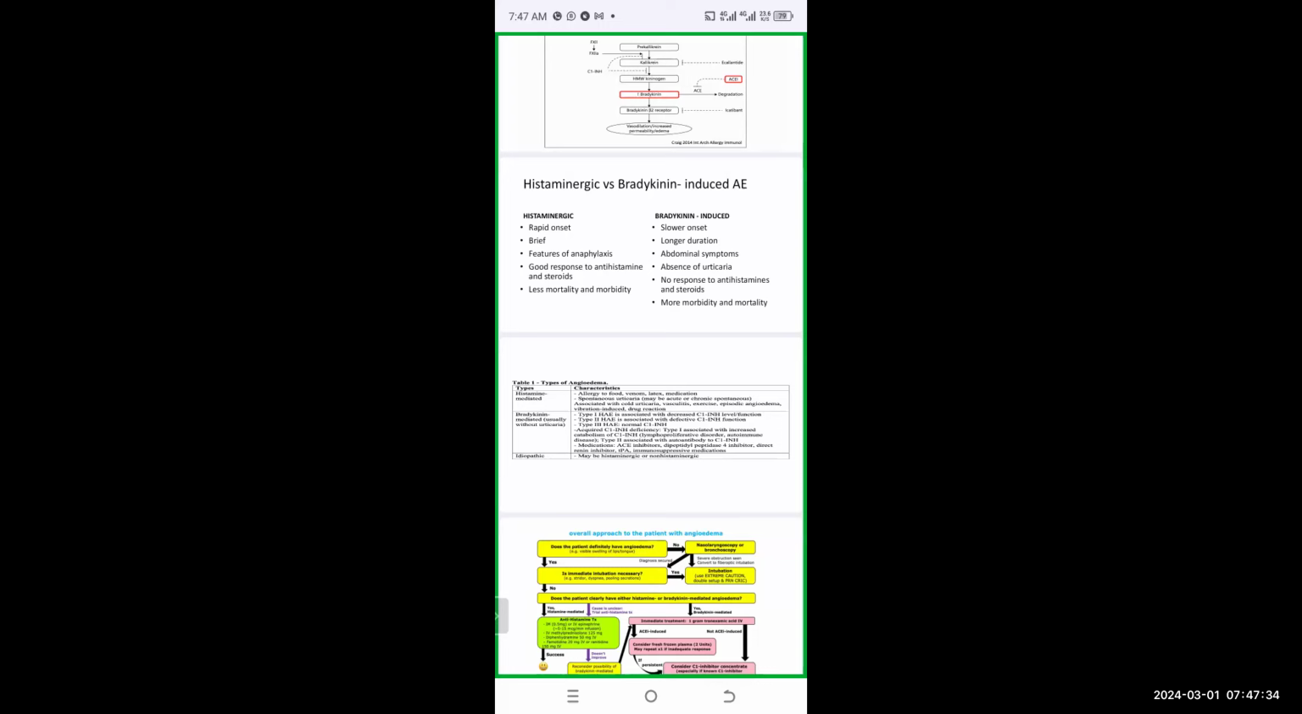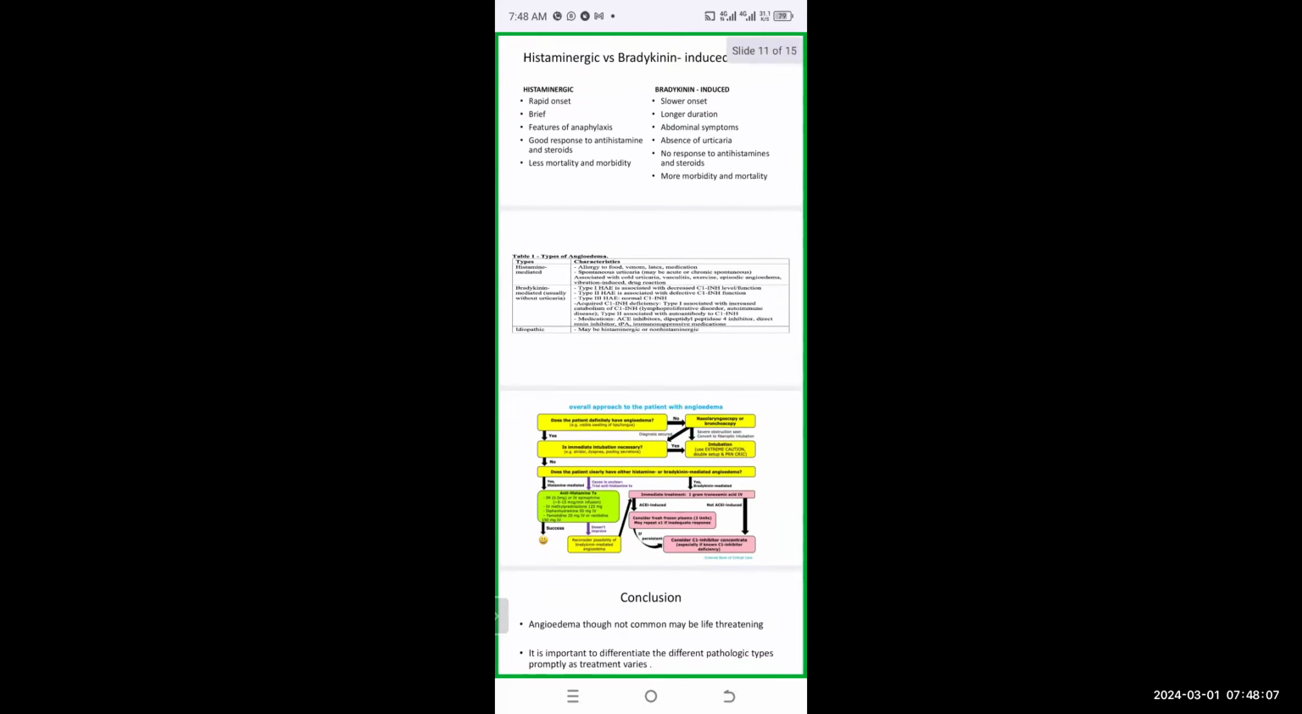Then response to antihistamines and steroids is very good with histaminergic, while in bradykinin-induced, you have very poor or no response to antihistamines and steroids. Hence, it is important to differentiate them when instituting your management. Mortality for histaminergic is low, while for bradykinin-induced angioedema, mortality is usually very high, as much as 15% in some cases, if management is not instituted early.